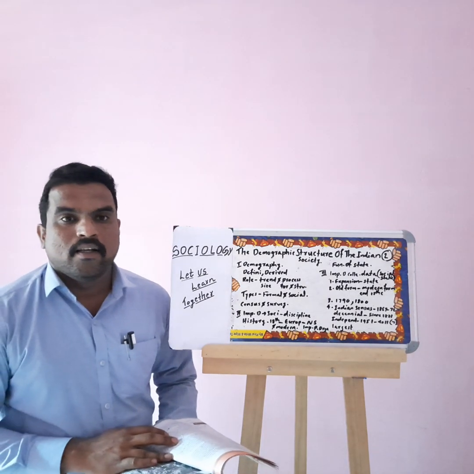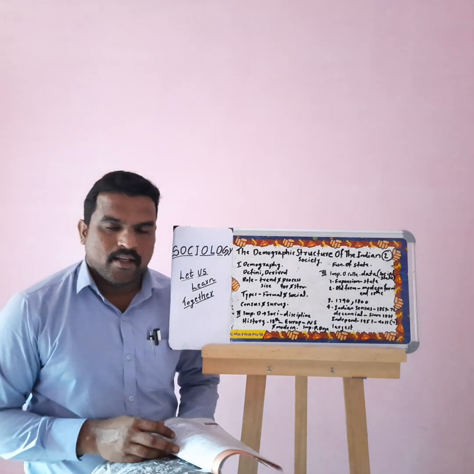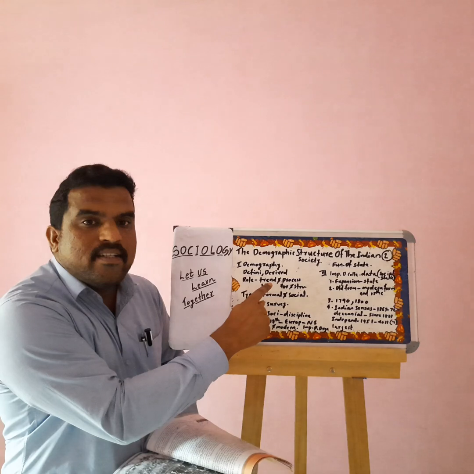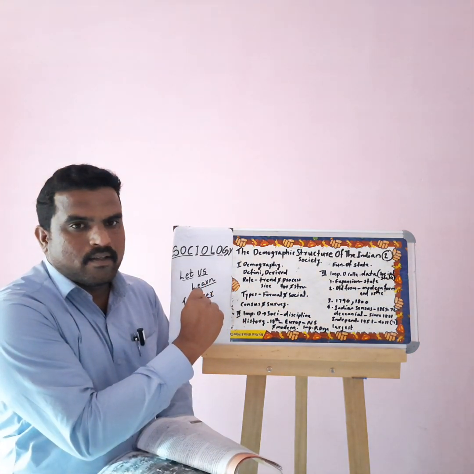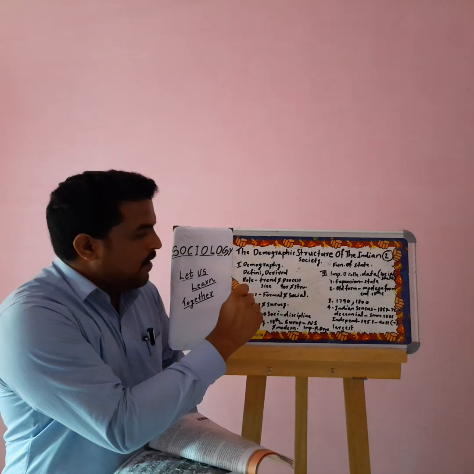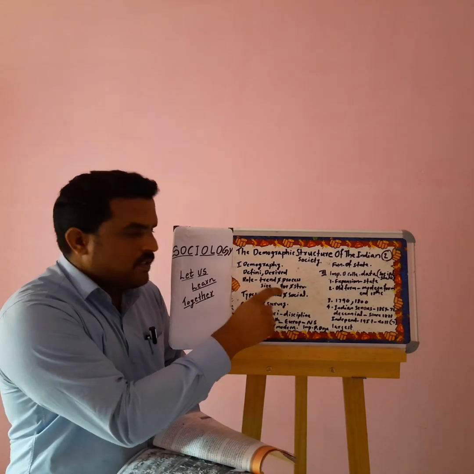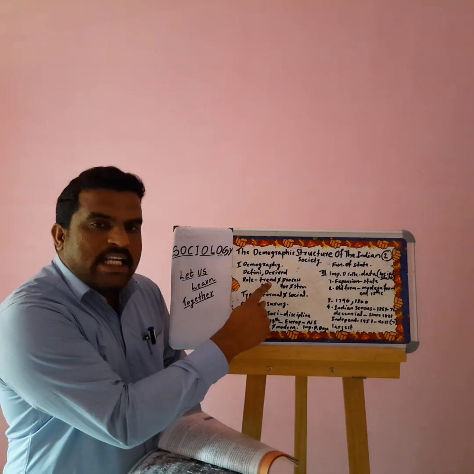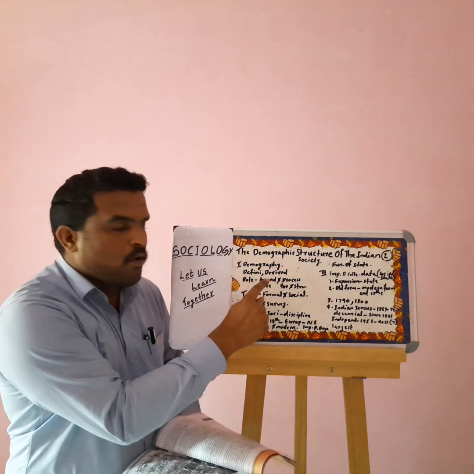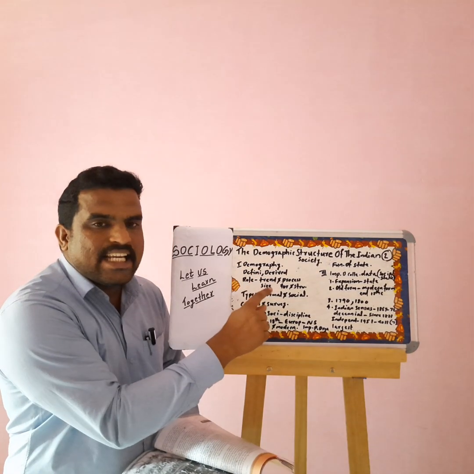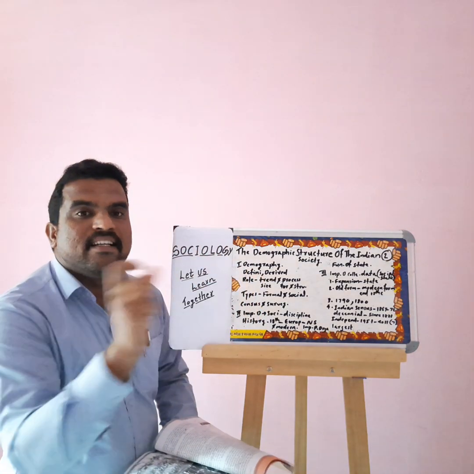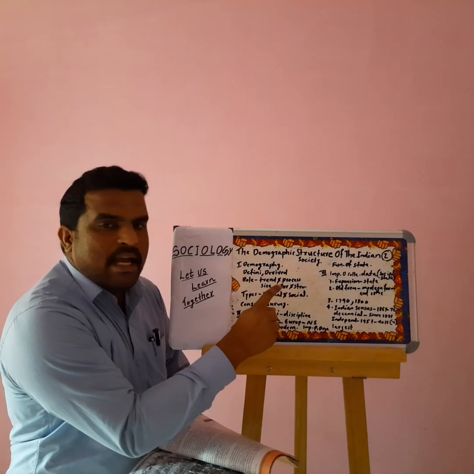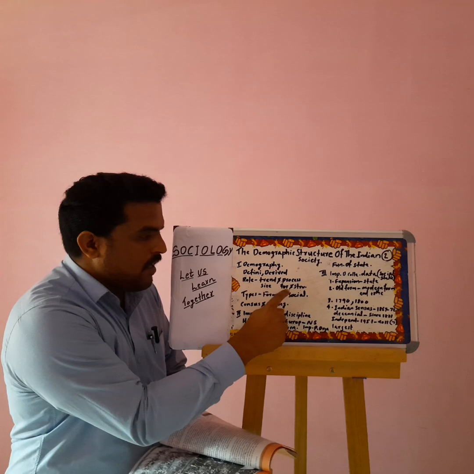Next point is, what is the role of demography? Now let us learn the role of demography. First role is that it studies the trends in population. Second role is that it studies the process in population. It studies the trends in population by means of decrease and increase in population size. It studies the process in population by means of structure and formation.